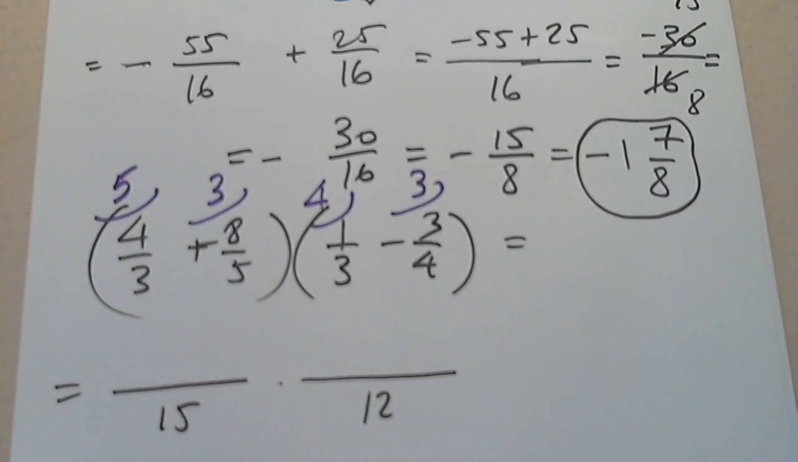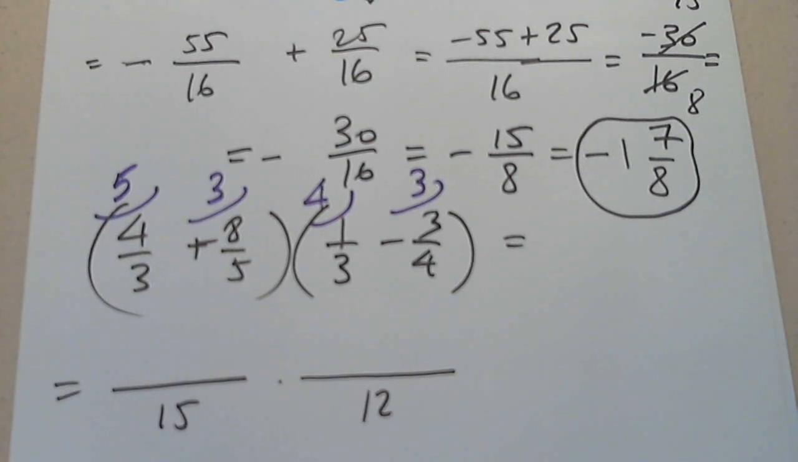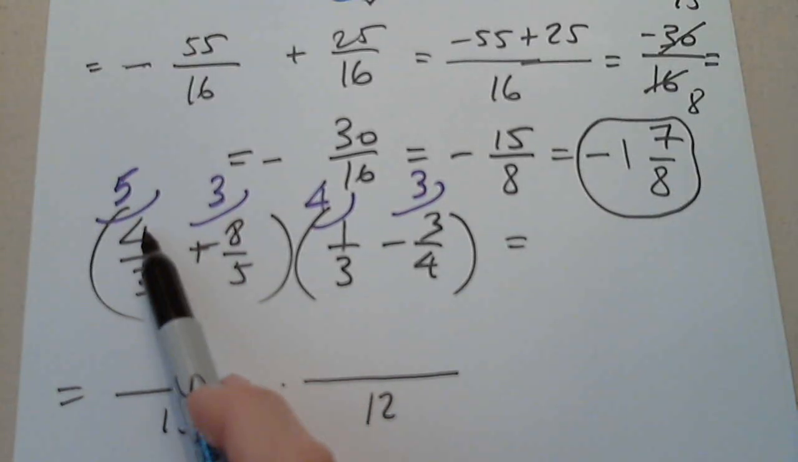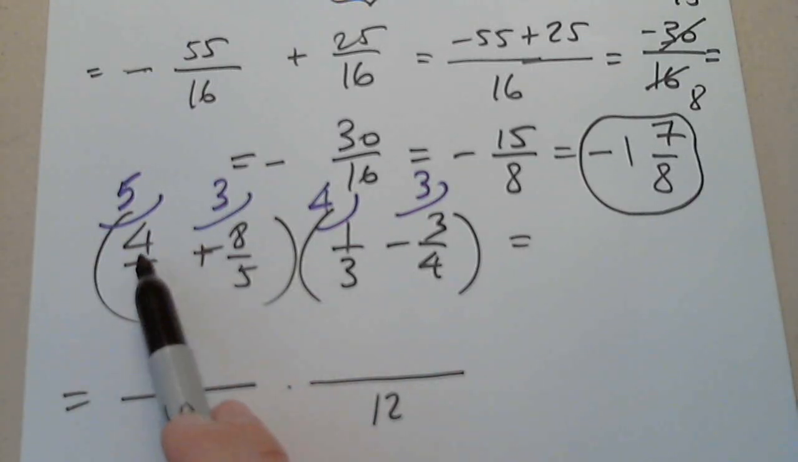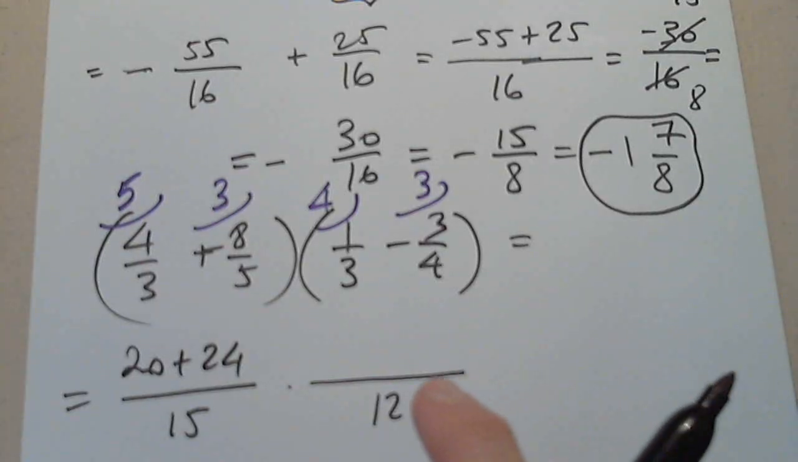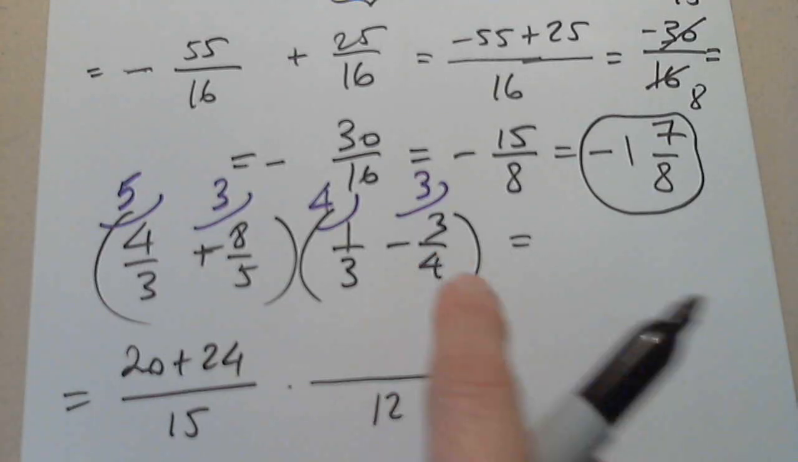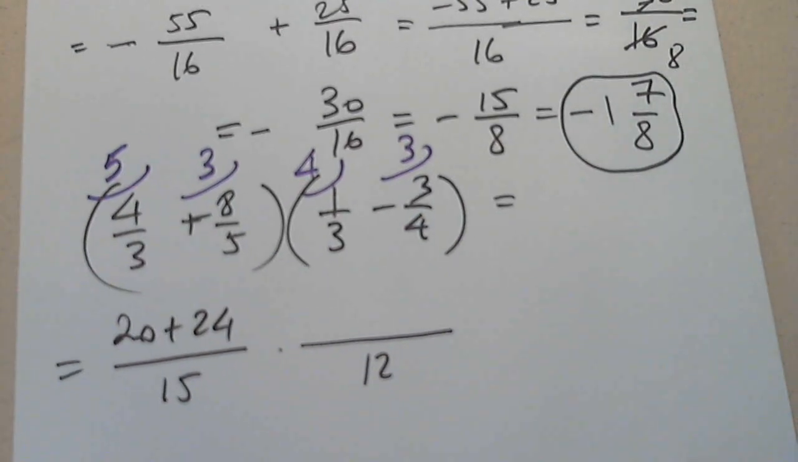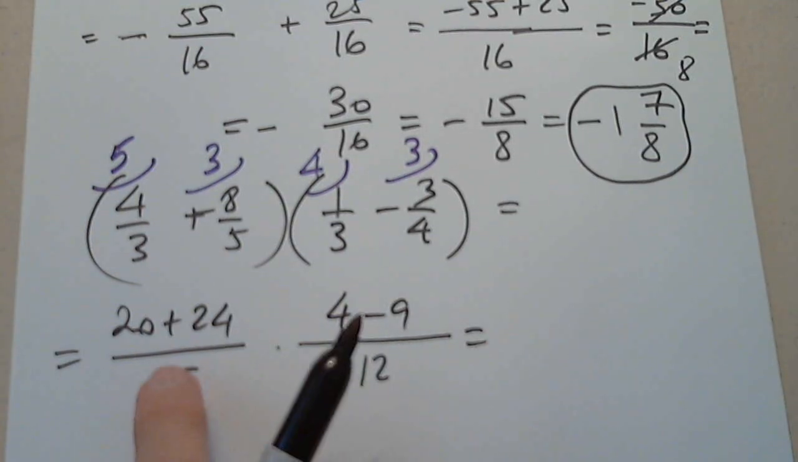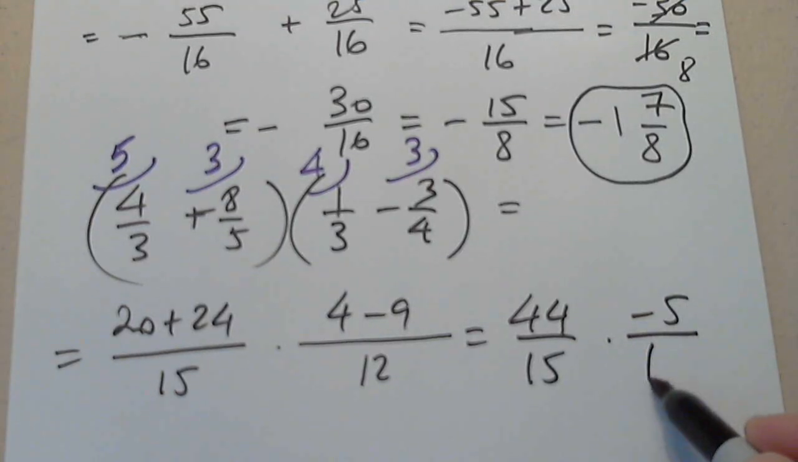So can anyone tell us what we have at least initially? Top here and top here. Anyone, please. What do we have? 20 plus 24. Yes, you mean 20 plus 24. Okay, good. What about here? Anyone? 4 minus 9. Exactly. Good. So then we add and we get 44 divided by 15. And here we have negative 5 divided by 12.